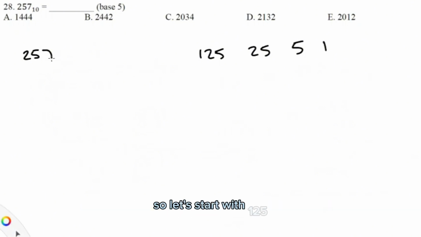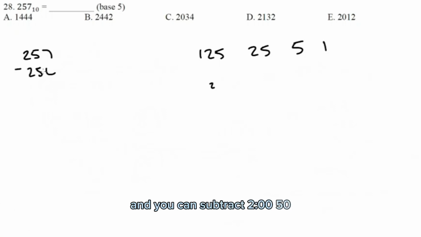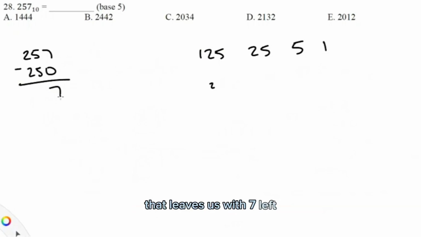So let's start with 125. How many times does 125 go into 257? It goes in twice, because 125 times 2 is 250, and 250 is less than 257. So we can write a 2 here, and we can subtract 250. That leaves us with 7 left. Alright, how many times does 25 go into 7? It can't, because 25 is greater than 7. So we write a 0 here.